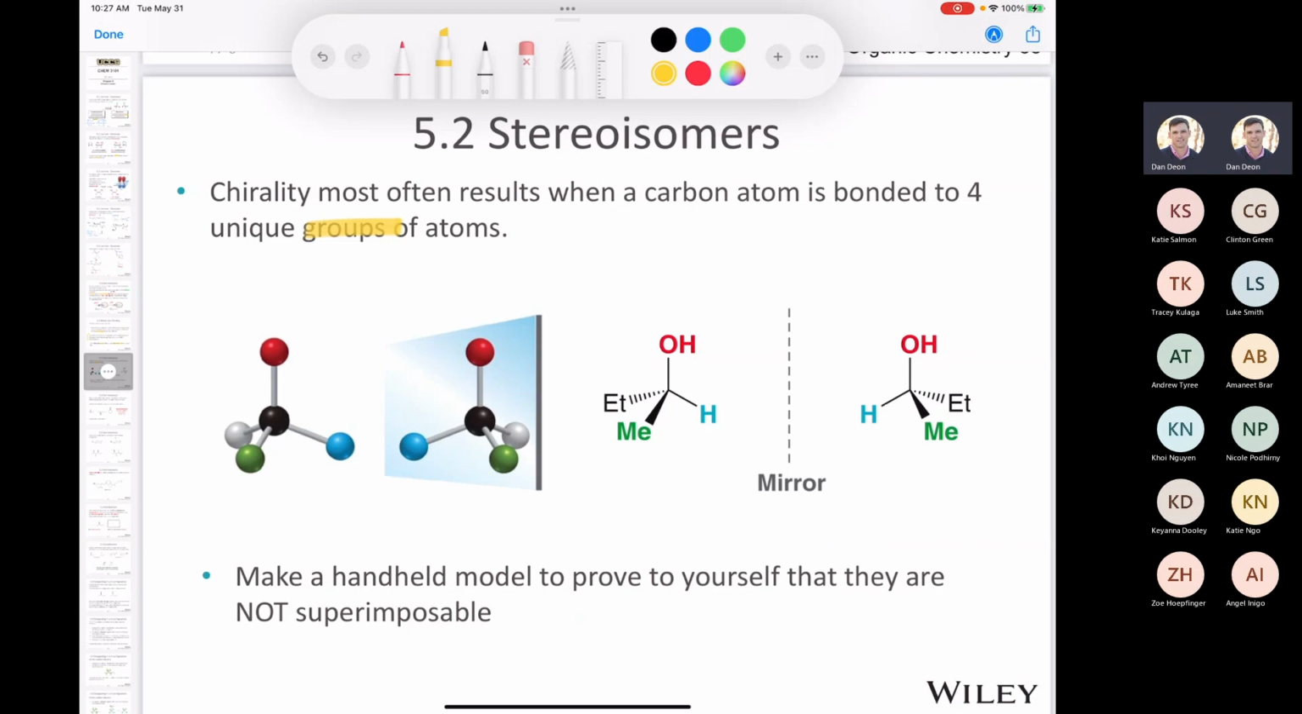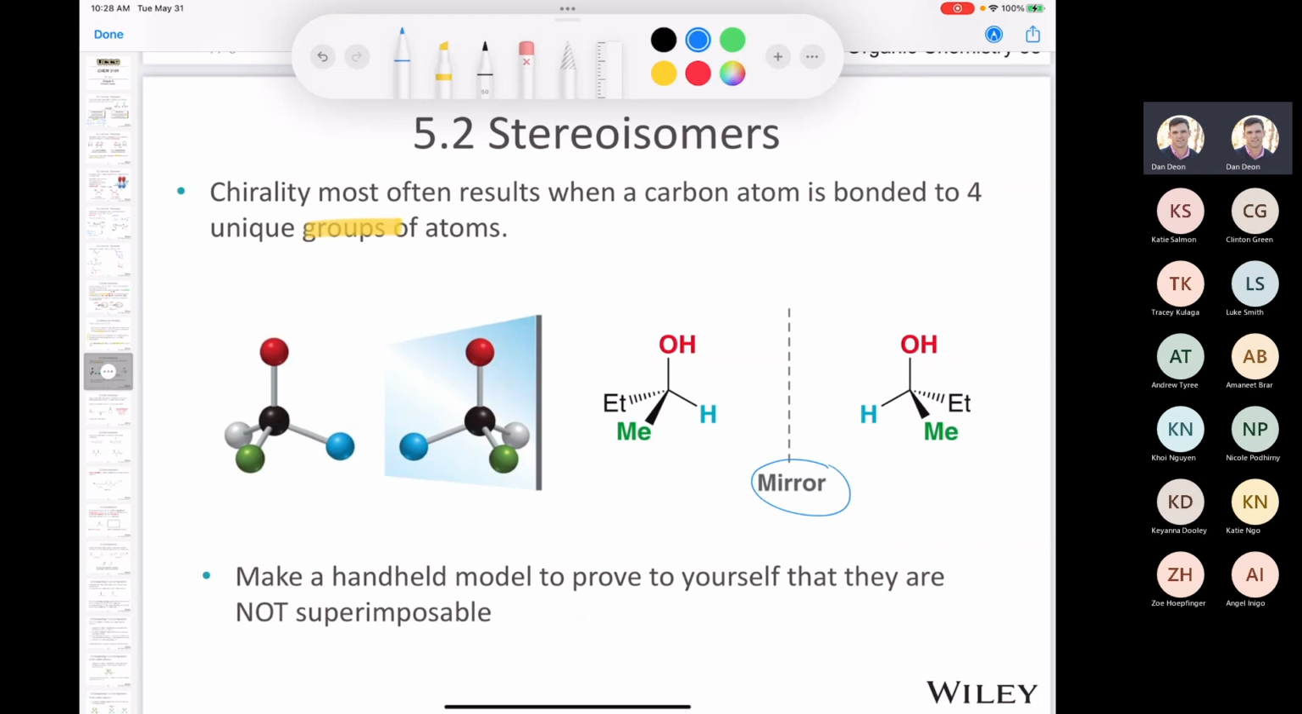But again, if we take these 2 molecules here and we think about, okay, what if I had a hydroxyl, a hydrogen, an ethyl, and a methyl group? If you were to try to take this molecule and superimpose it upon this one here, what you would see is that the hydroxyl and the methyl are going to align, but you would end up with the hydrogen atom being over here, and those do not overlap. And therefore, these are mirror images. We can see the mirror plane, but they are not superimposable. Again, if you are unable to see this, it's helpful to make a handheld model and try to manipulate them and try to get them to superimpose.